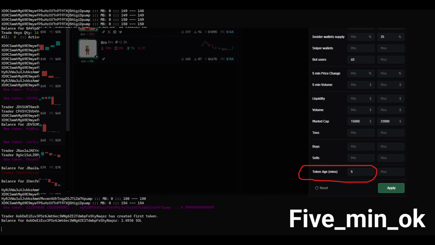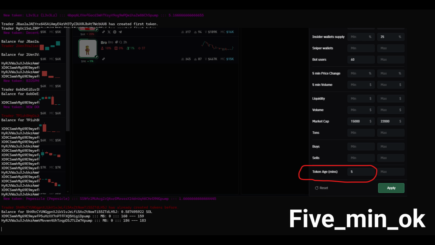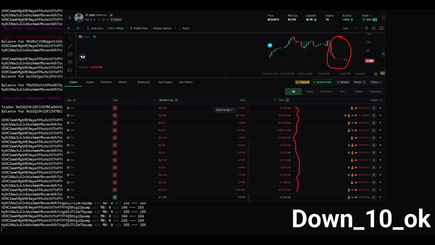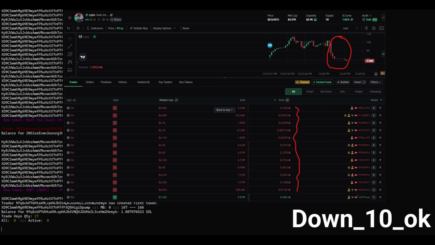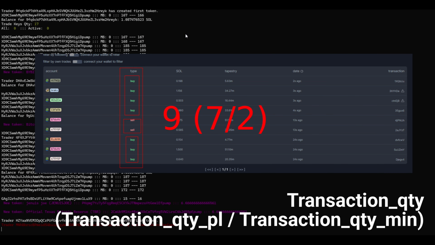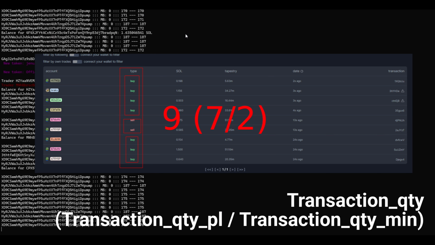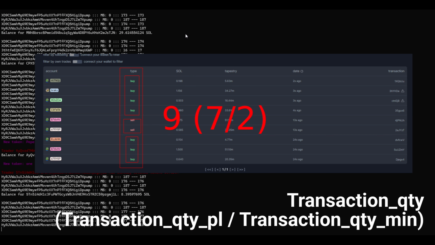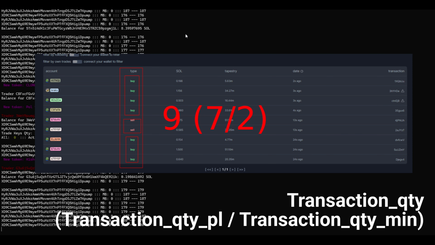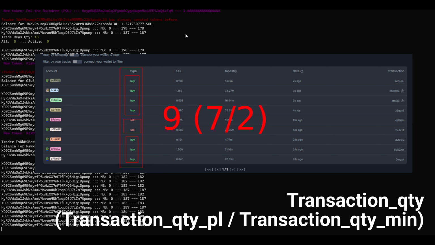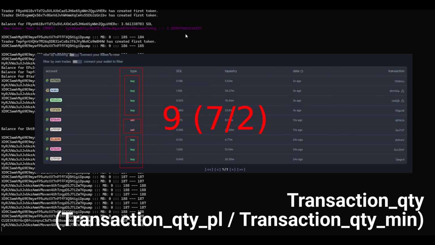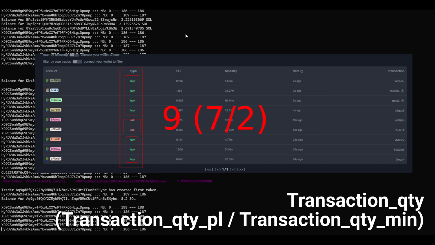5_min_OK, ensures the token was created more than 5 minutes ago. Down_10_OK, flags major token sell-offs. Transaction_quantity, counts total transactions. Transaction_quantity_PL, counts purchases. Transaction_quantity_min, counts sales. By comparing transaction_quantity_PL and transaction_quantity_min, I can filter out ladder tokens that are only bought but never sold.